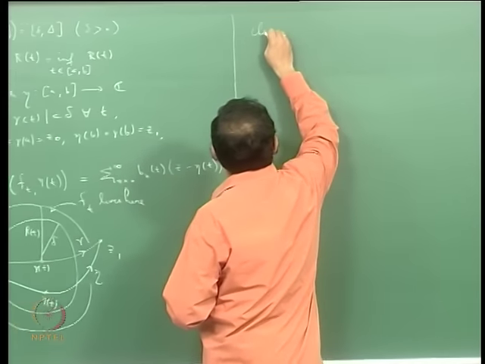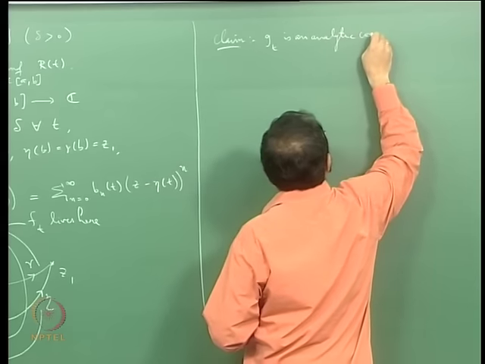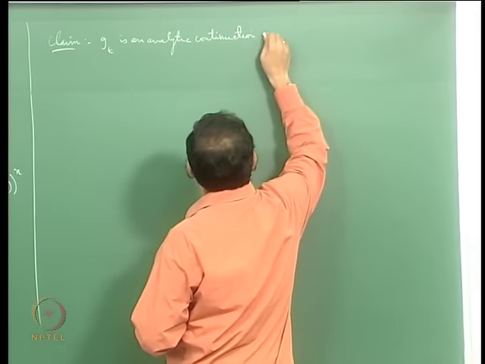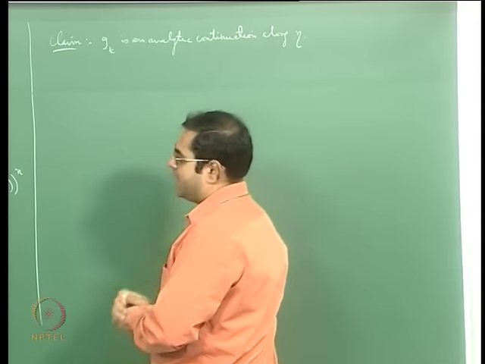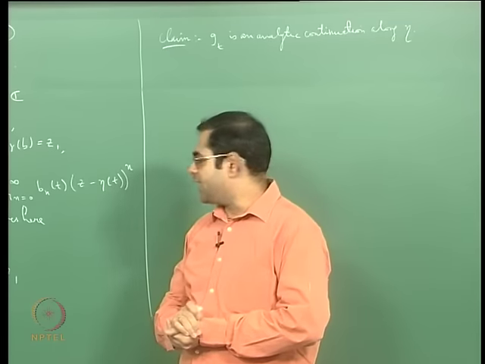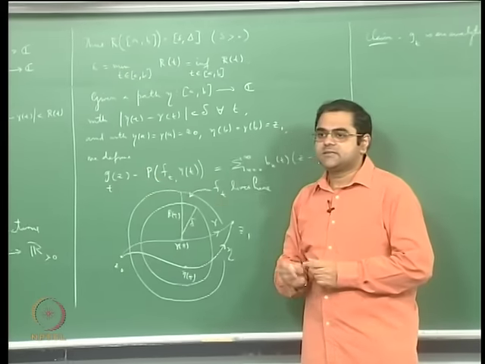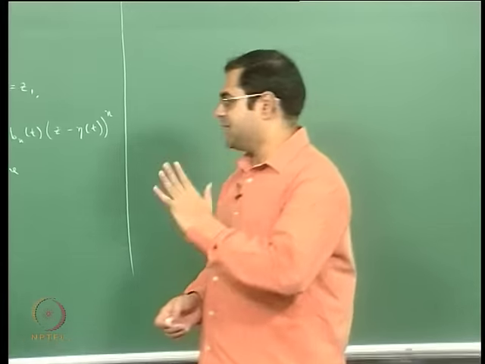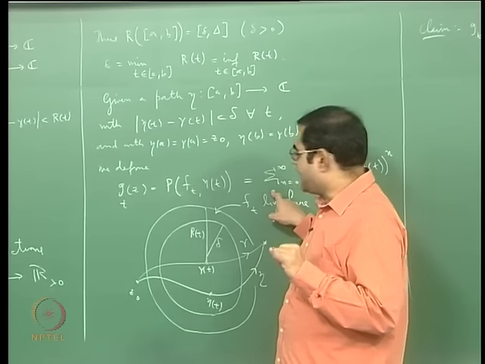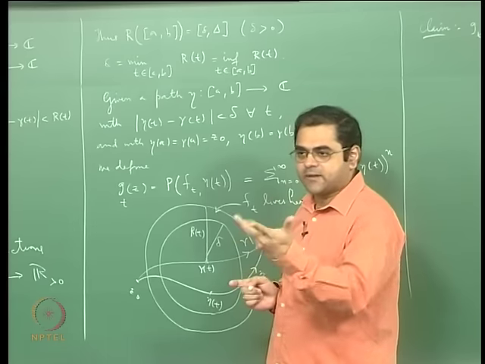So the claim is that gt is an analytic continuation along the path eta. And why is that true? See, what is the condition for an expression like this to give rise to an analytic continuation? The first condition is that for each t, you must get a power series with positive radius of convergence. And the second condition is that for nearby t's, the functions given by the power series should be one and the same analytic function.